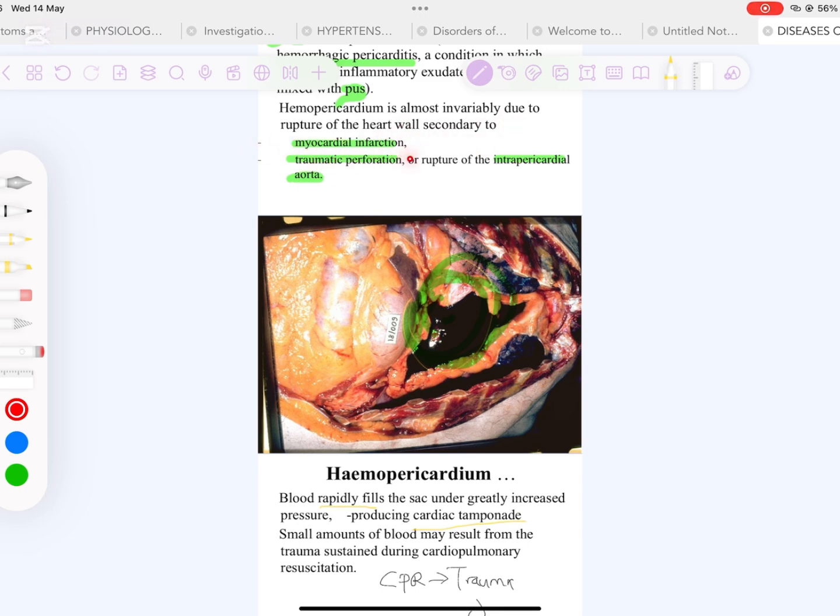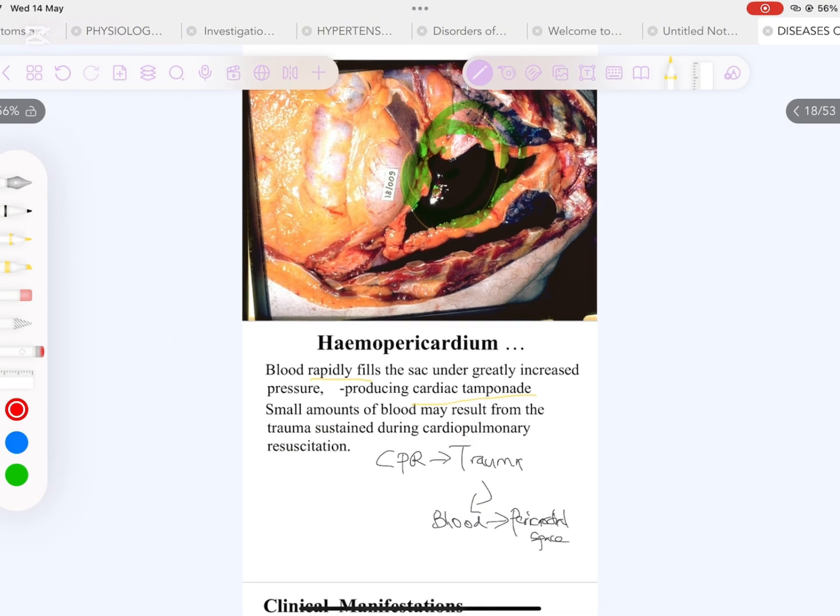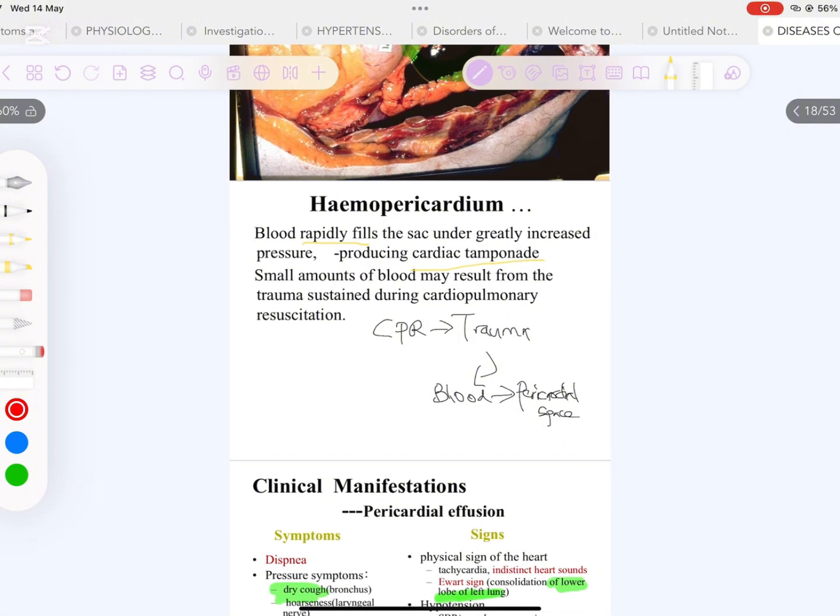It can be seen in myocardial infarction, traumatic perforation, or rupture of the intrapericardial aorta. When the aorta ruptures, the blood will now be entering into that pericardial space. Just look at it in this image. Back again, let's continue. Blood rapidly now fills the sac under greatly increased pressure, producing cardiac tamponade.